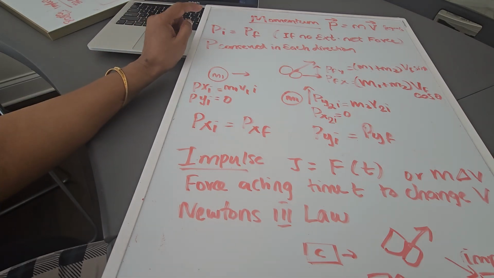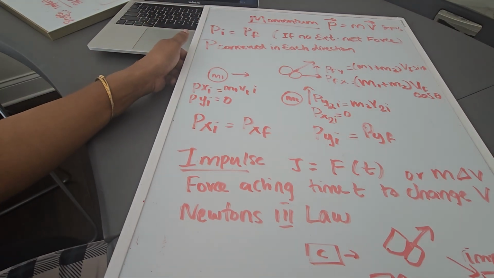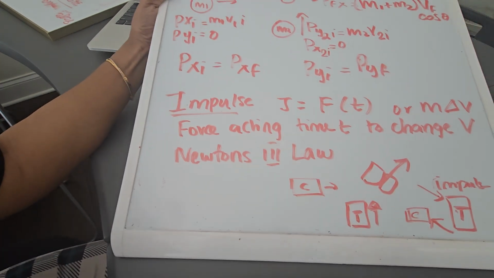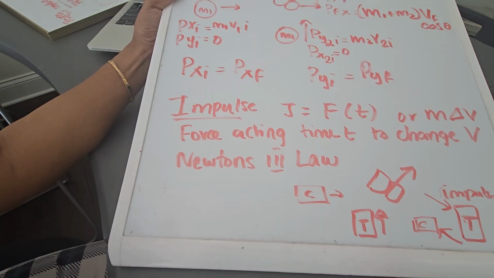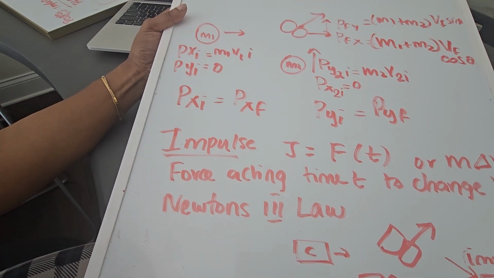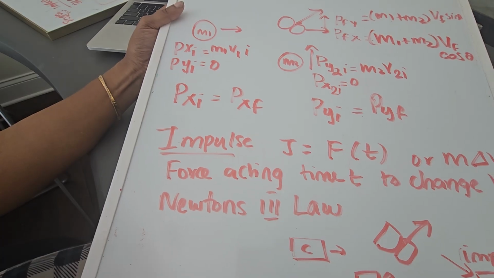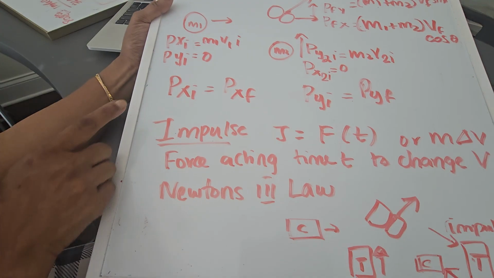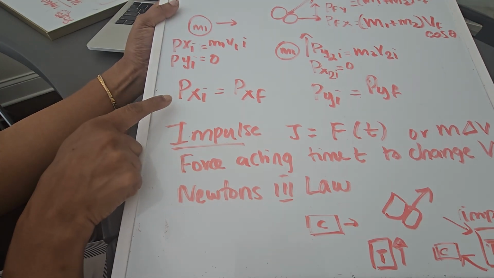And if there is no external force on the system, momentum is always conserved. So we write it as P initial equals P final. Also, if we are dealing with two-dimensional momentum, like in the x and y axes, the problems you will solve involve writing momentum in each dimension and writing your conservation in each dimension.